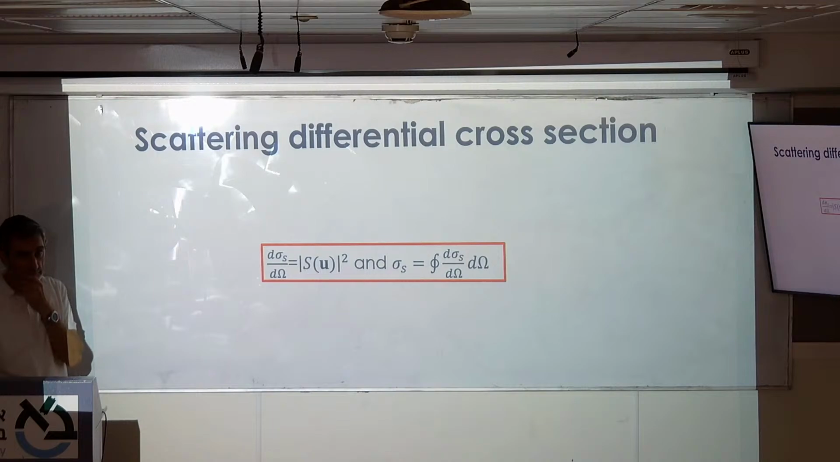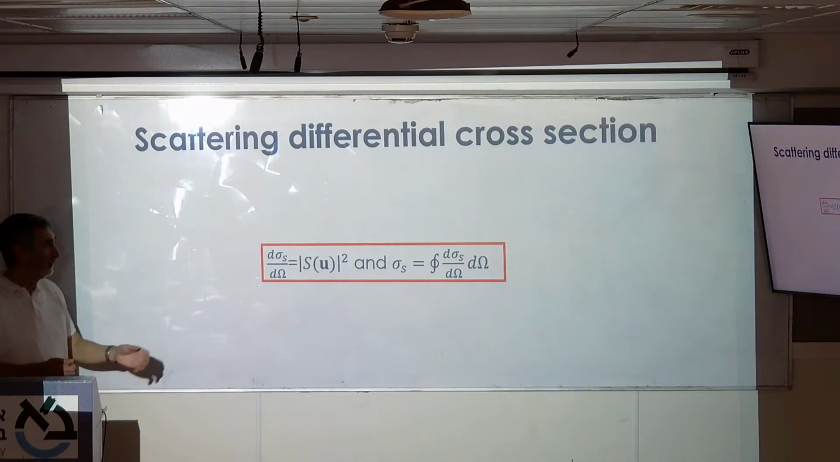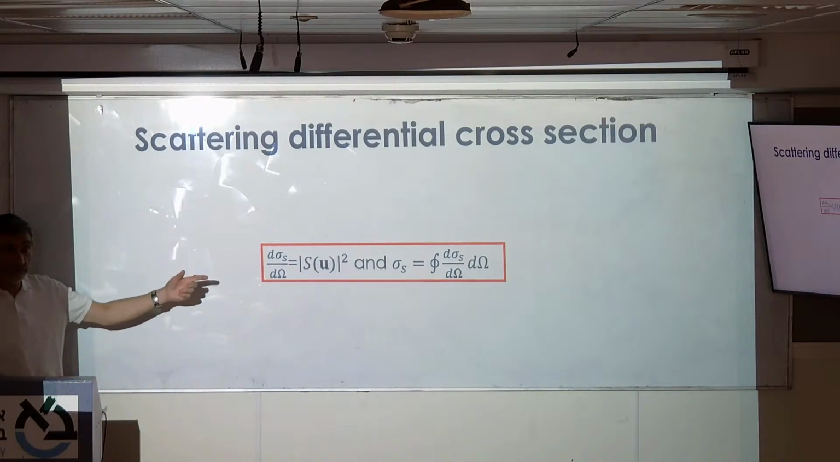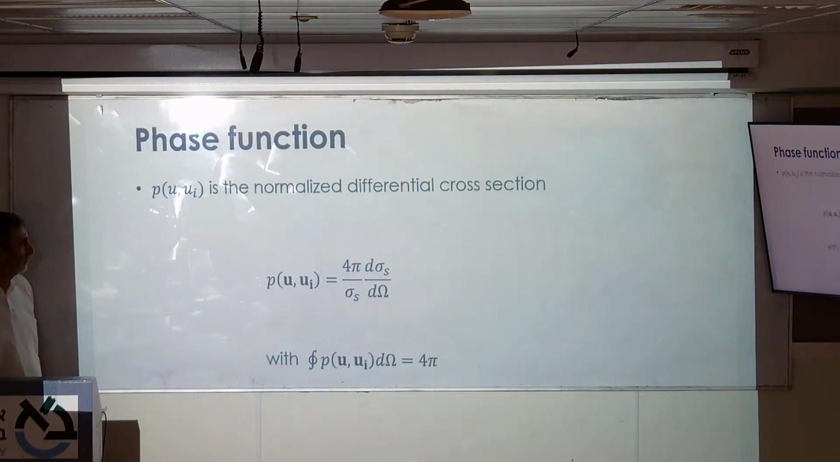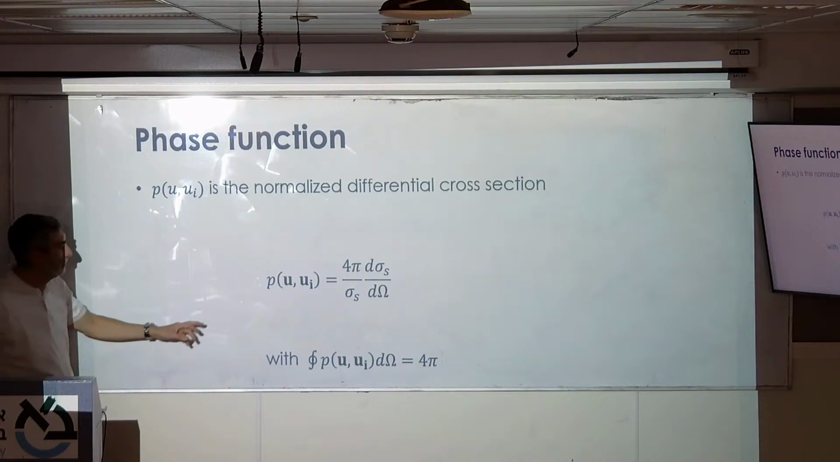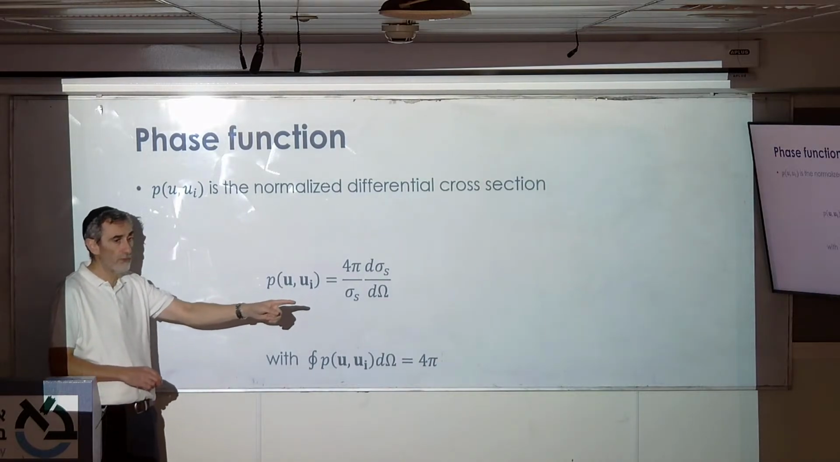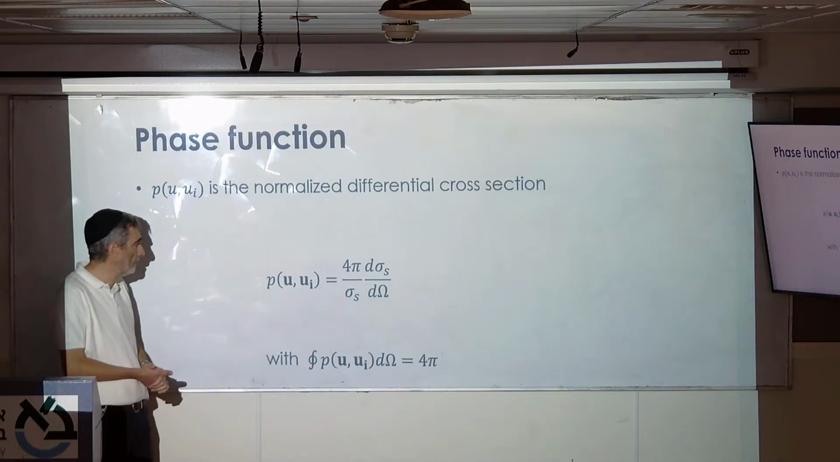From here I define a phase function, which is the normalized differential cross section. So P of u, with some given direction. Let's say this is the incident direction, and u is another direction. P of u is defined by d sigma over d omega, normalized by the total cross section sigma s, so that if you integrate P, you get 4 pi. This is just a normalized differential cross section.